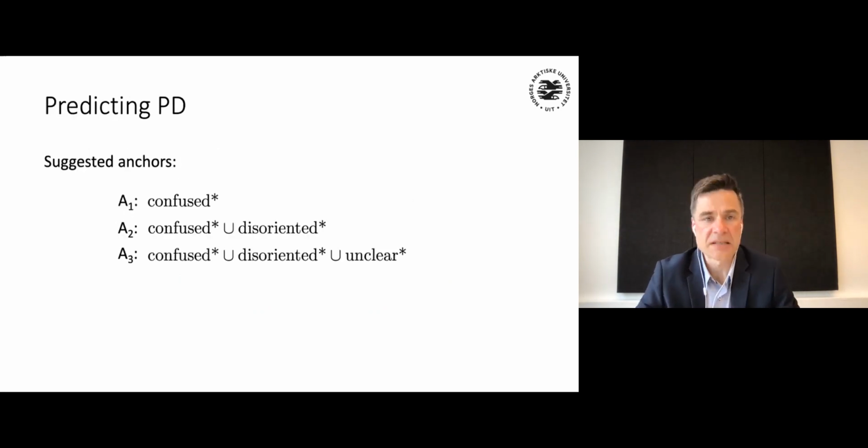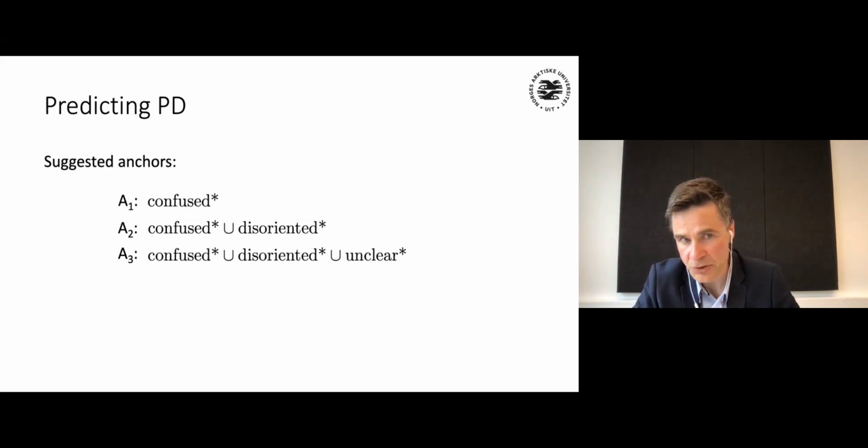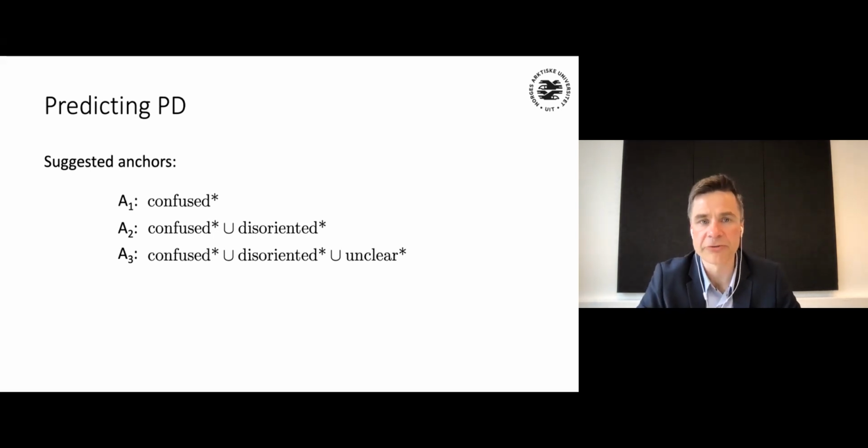In the end, based on this analysis, clinicians suggested 3 different types of anchors for postoperative delirium. One very simple, let's say that the word confused is appearing in the nurse's notes about the patient. That could be an anchor. A little bit stronger anchor is if the word confused and the word disoriented appear. And the third one, confused, disoriented, and unclear. So 3 different types of anchors, all based on this clustering and interactive approach with the clinicians.